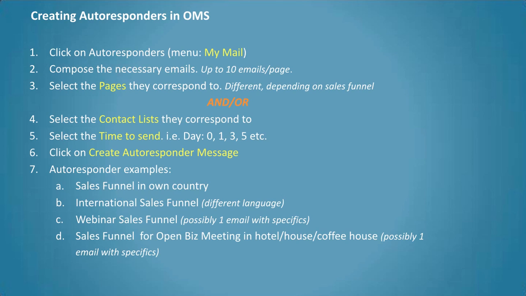Different autoresponder examples can be a sales funnel in your own country or an international sales funnel in a different language. It can be a webinar sales funnel, possibly with one email in the autoresponder with specifics. And it can also be a sales funnel about a presentation or an open business meeting in a hotel, a coffee house, or somewhere else.